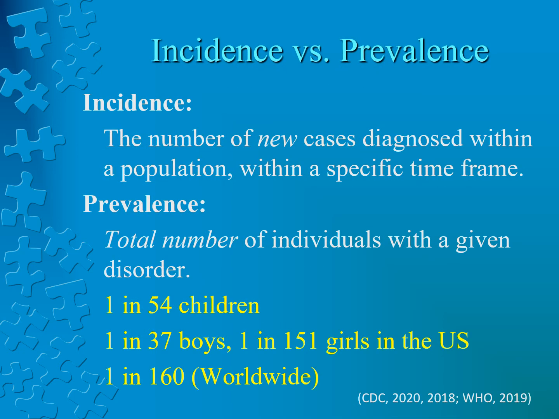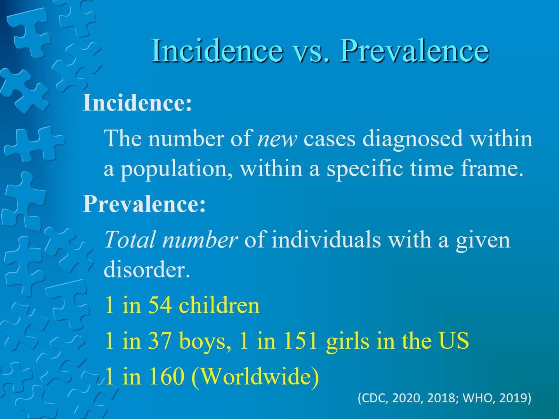When we talk about incidence and prevalence, I do want to say before I forget that the numbers here vary from state to state. I just want to review this for you because I know a lot of students, and sometimes myself, to be honest, get these words confused. The incidence is the number of new cases diagnosed within a time frame, and the prevalence is the total number. So here we have 1 in 54 children, 1 in 37 boys, and 1 in 151 girls in the United States. And at a worldwide level, we're at 1 in 160.